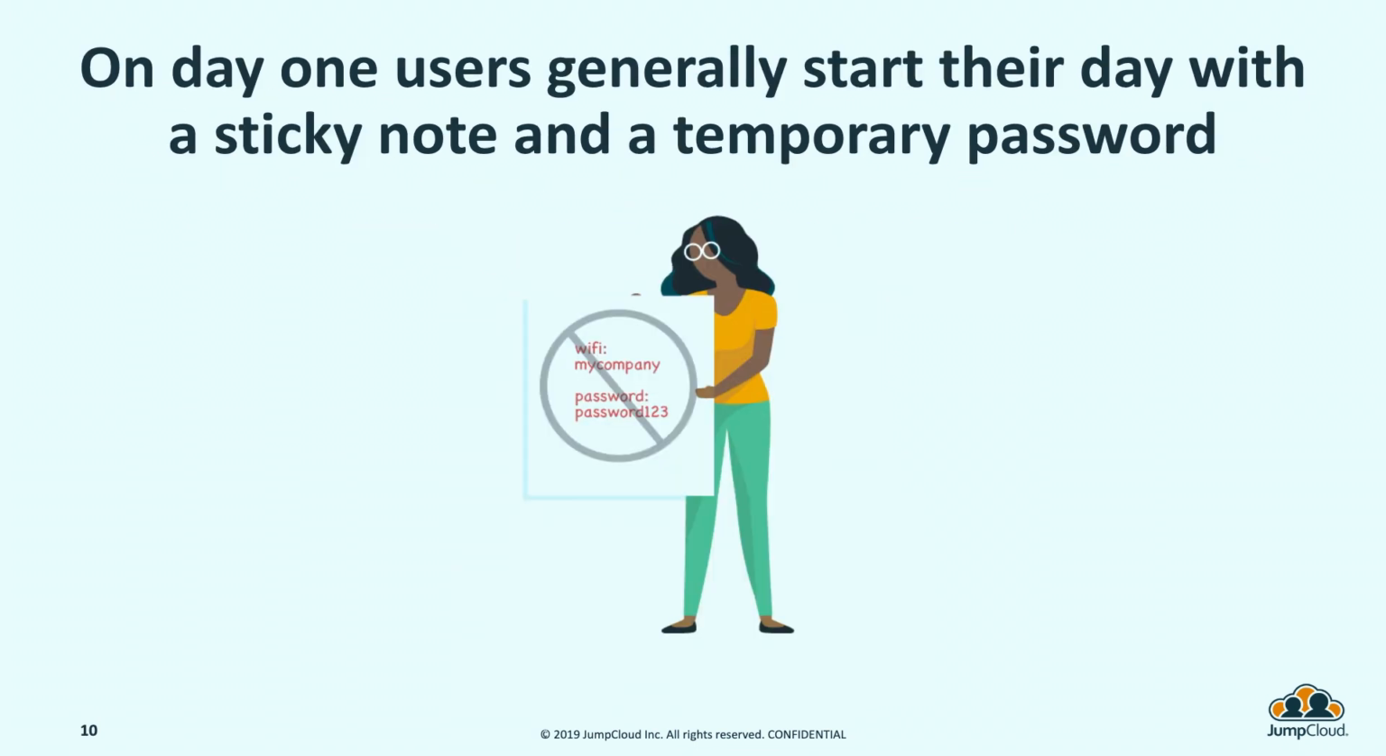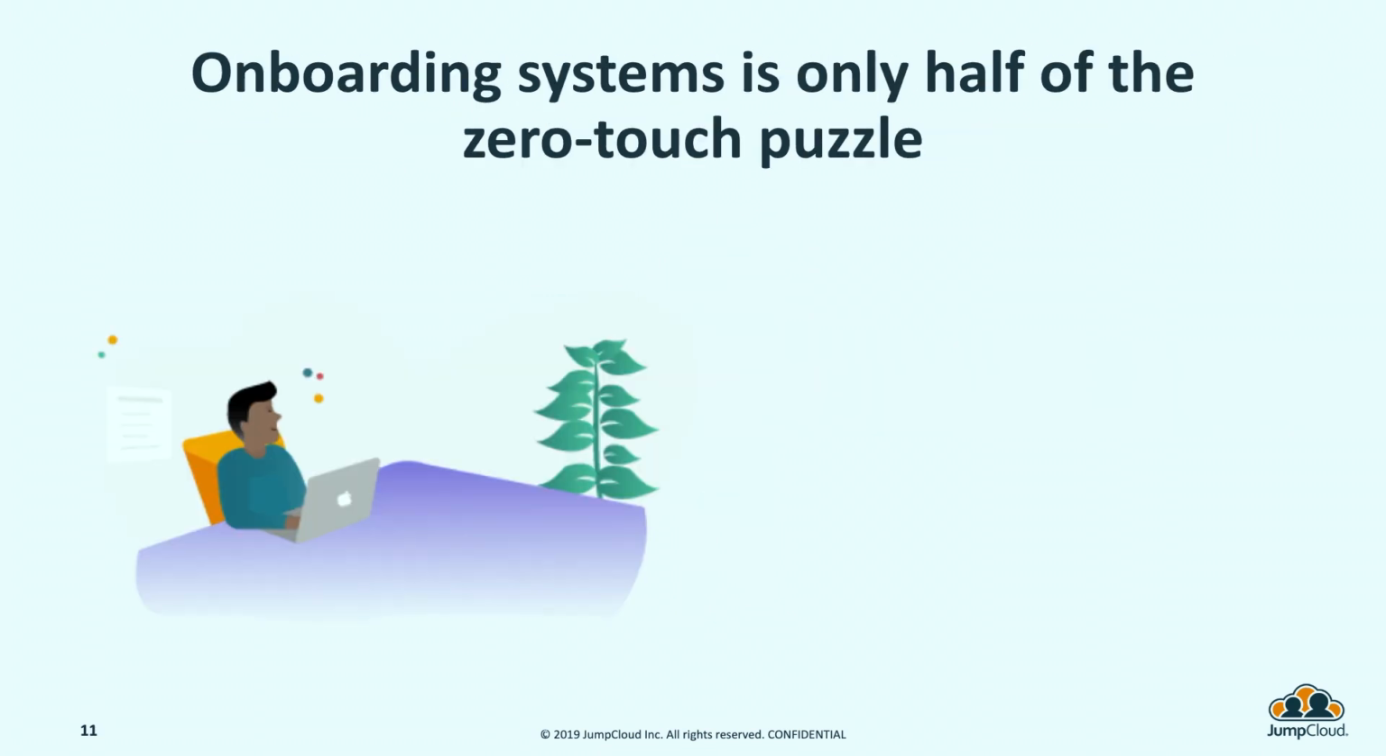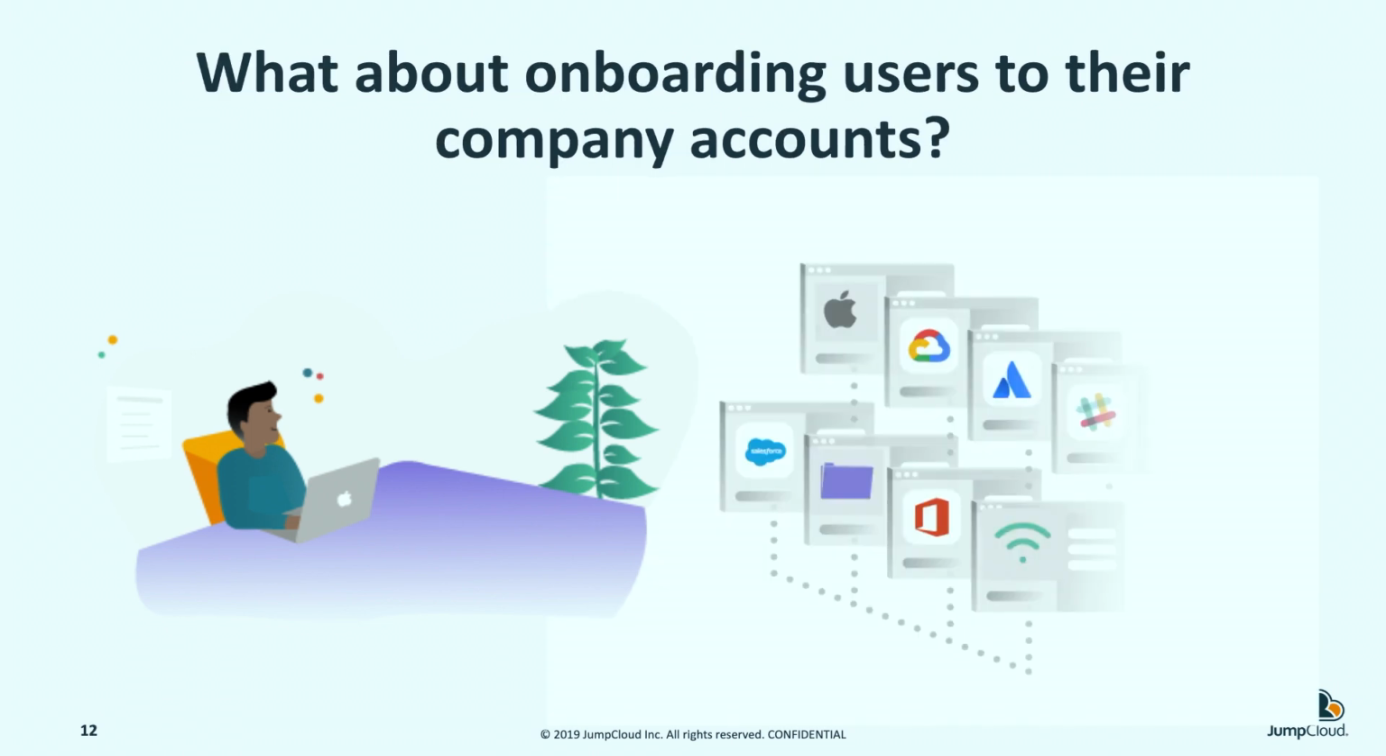If we think about day one, I'm sure in a lot of offices, we've got a lot of sticky notes going down. This is your temp password. This is our onboarding flow. Put on the whiteboard, and users are going to be changing those temporary passwords to activate their accounts. Onboarding systems is really only half of the zero-touch puzzle. What about getting them access and getting their company accounts activated?